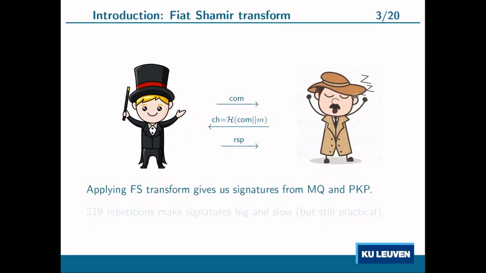However, since we need to repeat the Sigma protocols a large number of times in order to get soundness, the signature schemes will not be very efficient. For example, if you need to repeat the Sigma protocols 290 times, then the size of your signature will be 290 times bigger, and also the time to verify your signature will be 290 times slower.